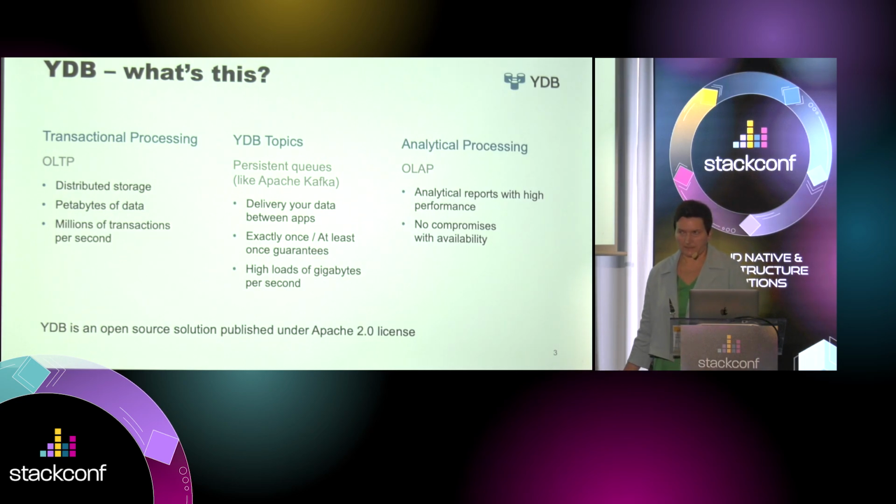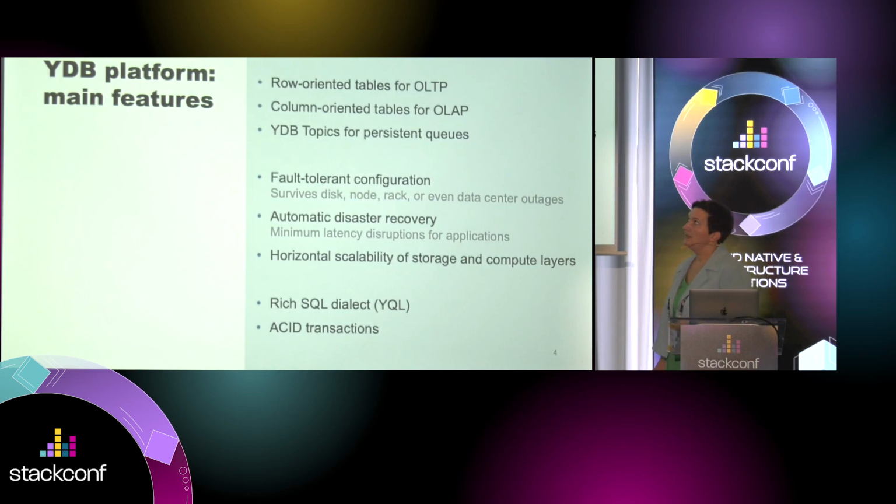This analytical processing is not a topic of my presentation today, but you can read about it in our public materials. YDB is published under the Apache 2.0 license, which means you can use it. This is the most permissive license. You can use it for free for commercial purposes. So we have row-oriented tables for OLTP, column-oriented tables for OLAP, and YDB topics for persistent queues.